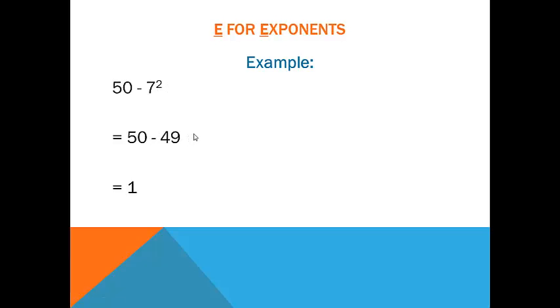So, E for exponents. So here we have an example where it's 50 minus 7 squared. So first you check for brackets. There's no brackets in this case. This example is quite simple. But there is an E for exponents right here, 7 squared. So that is going to be the first thing that you're going to compute. So now it's 50 minus 49, because 7 squared is 49. And finally, you get the answer of 1.